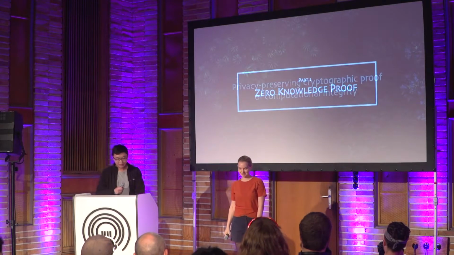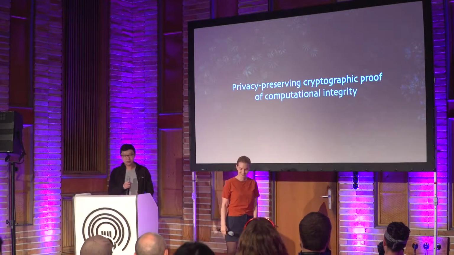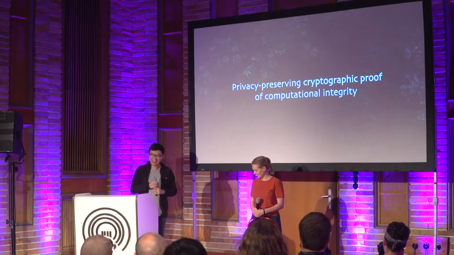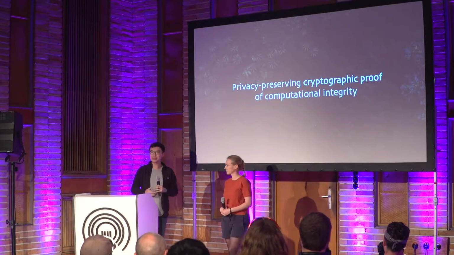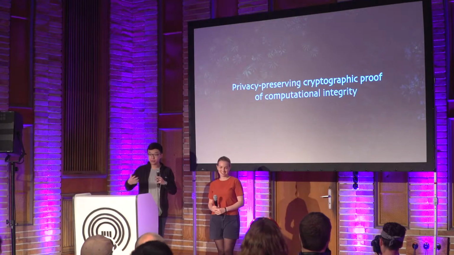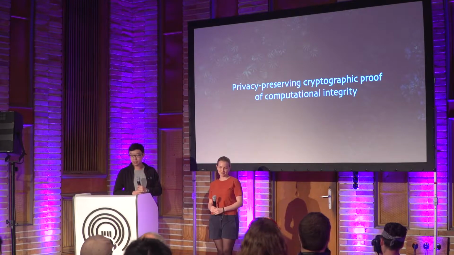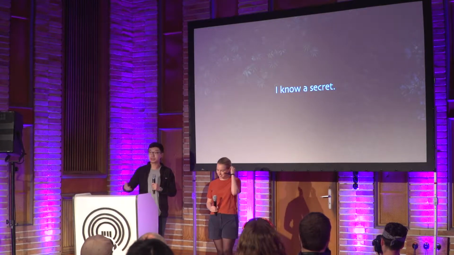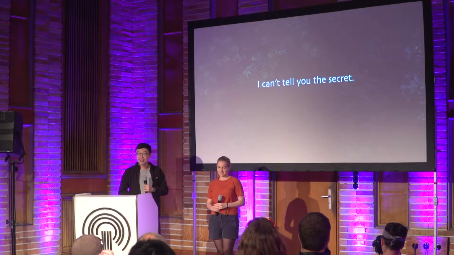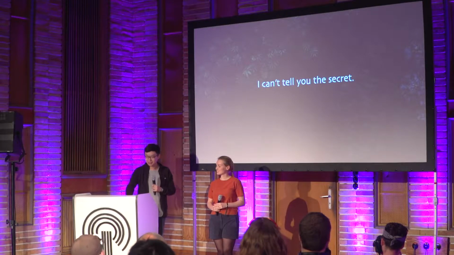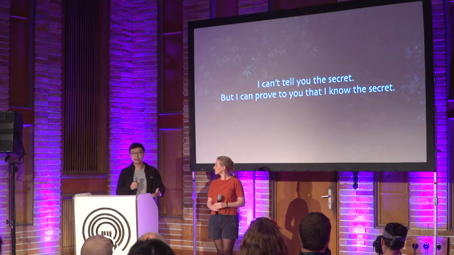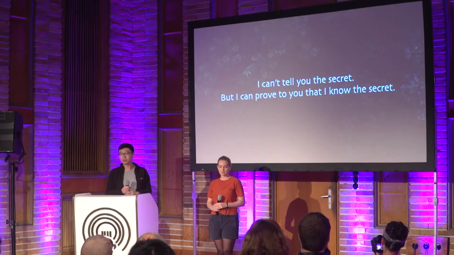All right. So a zero-knowledge proof is a privacy-preserving cryptographic proof of computational integrity. And this is a lot of jargon to try to say something rather simple. On a high level, the idea is, one, I know a secret. I can't tell you the secret, but I can prove to you that I know the secret. And so a canonical example is demonstrating this using Where's Waldo.